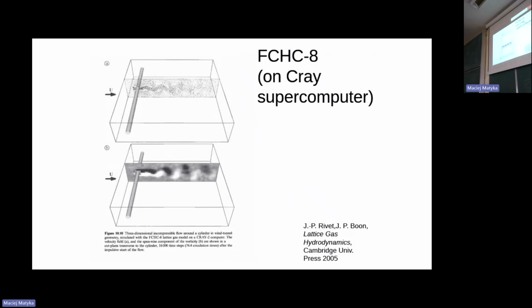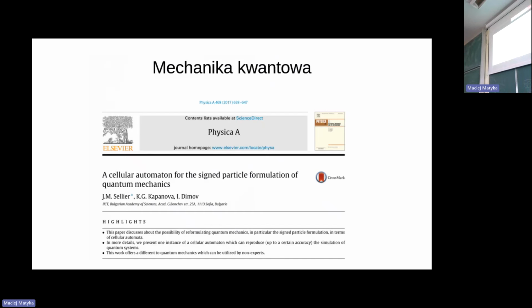This is on the supercomputer Cray. When I was younger, Cray was the first one in the world. I don't know if it is still called like this, the main supercomputer in the world. But then FHP was also used to study two-dimensional flow on these supercomputers, and they got the Karman vortex and everything. Yeah, quantum mechanics again.